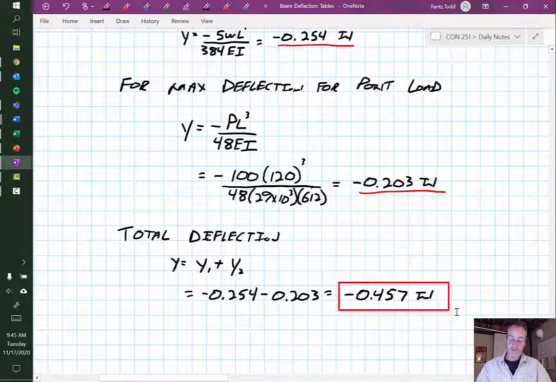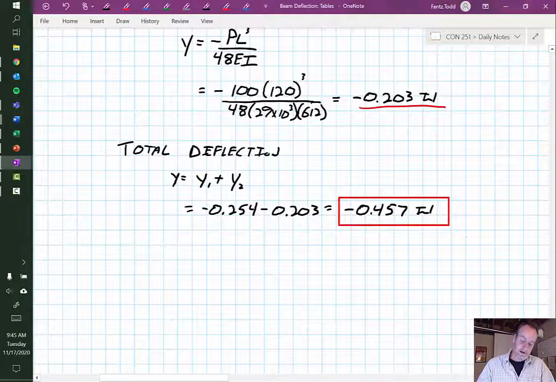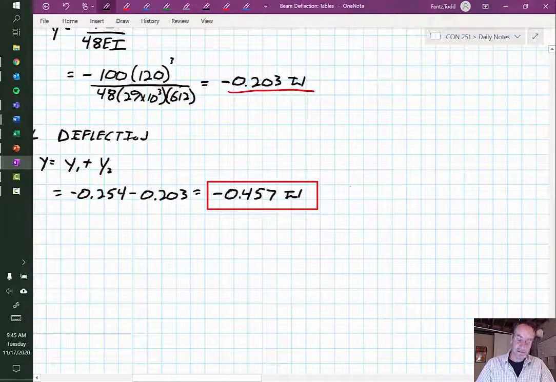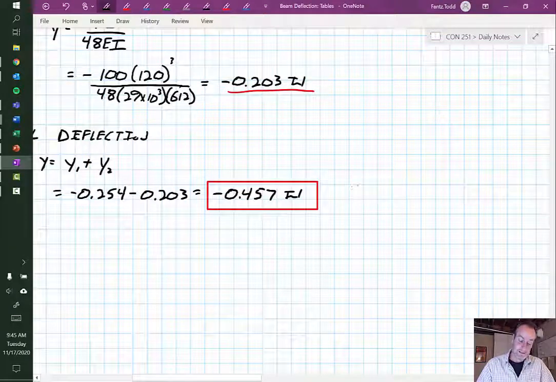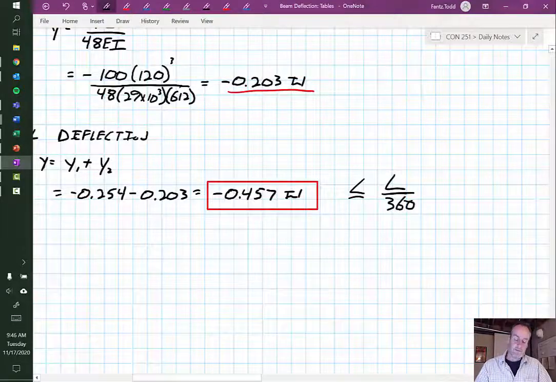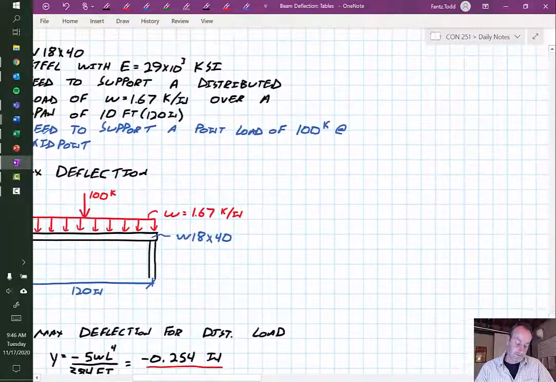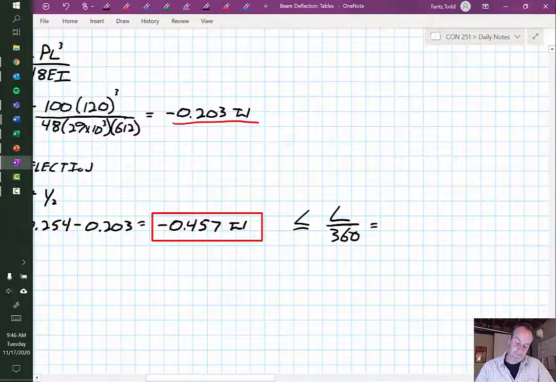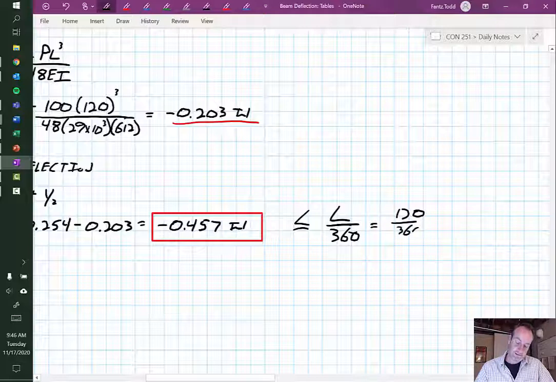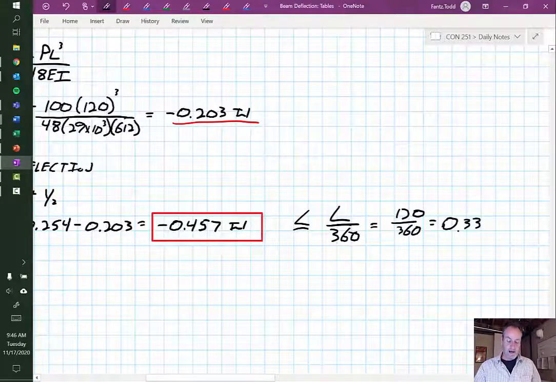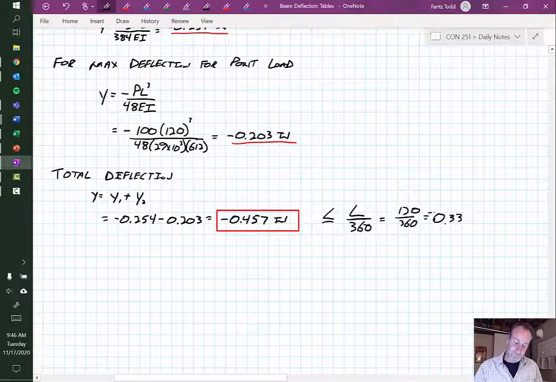Typically, there's this requirement, and you'll see this often. I'm not going to have this in this class, but often this needs to be less than or equal to the total length divided by 360. And is it? We could check this, because if it isn't, we'd have to pick a different I-beam that's a little stronger. So our total length for this I-beam is what? 120 over 360, 0.33. So I would have failed this requirement, right?